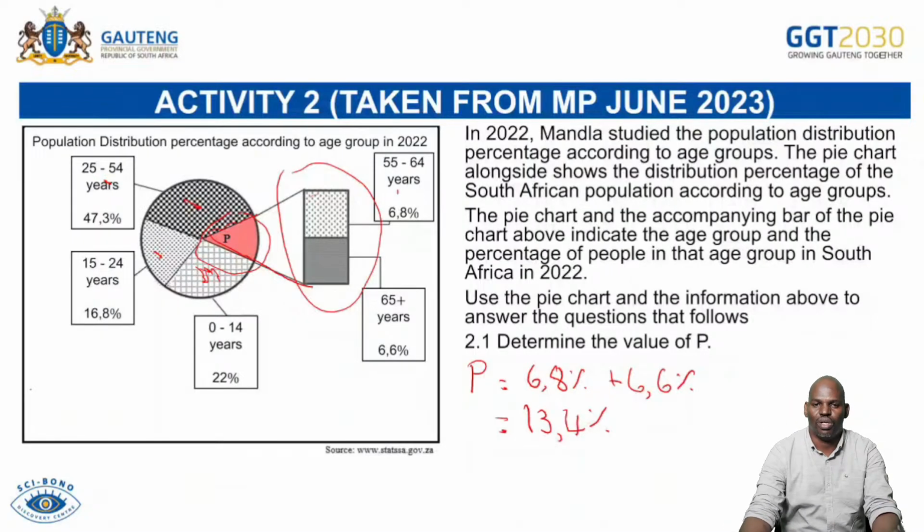Some might say, okay, in order to find the value of P, I can say 100% subtract the values of all those other parts. Then it's supposed to give you the same answer as well.